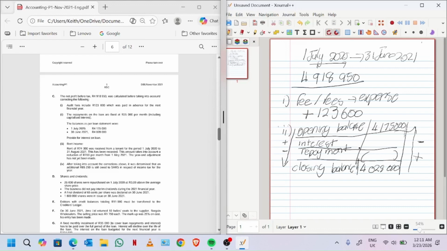A very important note here is the repayments on the loan are fixed at 35,000 per month, including interest. We need to find the interest, and we do not have a given amount for it. The repayment includes a capitalized interest amount, meaning this 4,175,000 includes the interest in a sense.